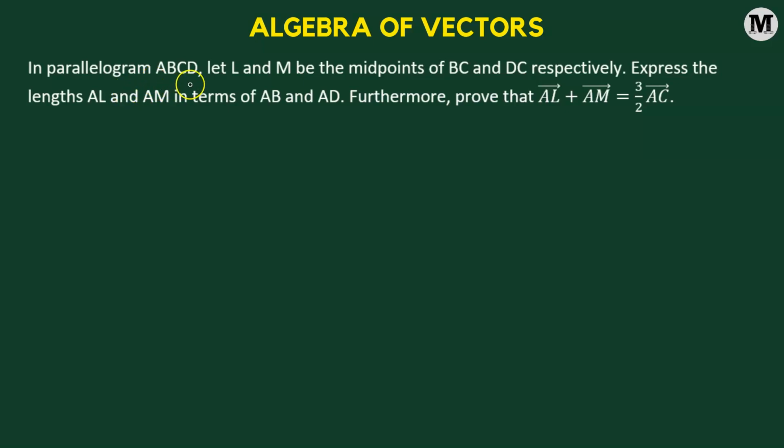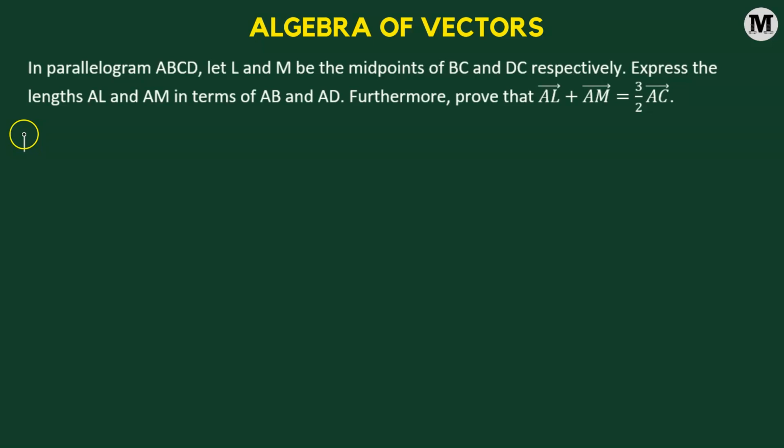So in the parallelogram ABCD, L and M are the midpoints of the sides BC and DC respectively. Express the lengths AL and AM in terms of AB and AD. Furthermore, prove that AL vector plus AM vector equals 3 over 2 times the vector AC.